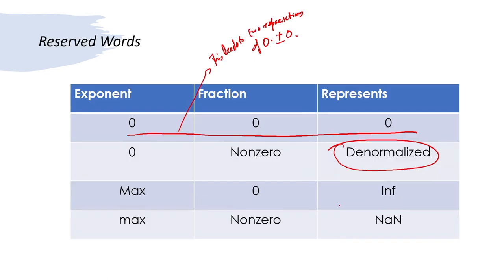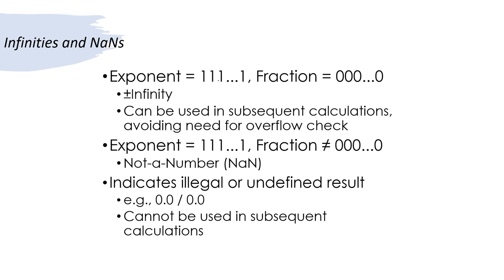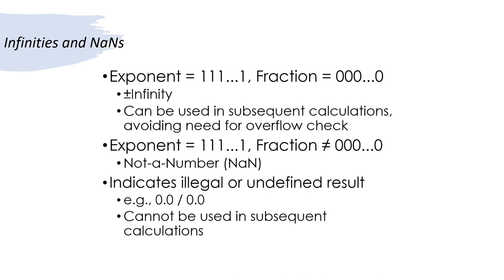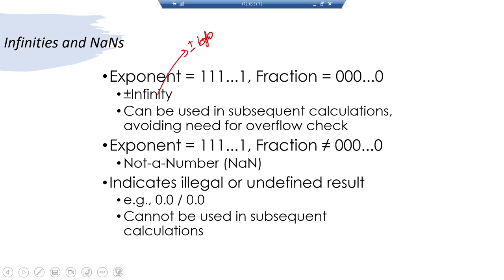The other set of reserved words are with the maximum exponent, that is, the biased exponent is all 1s. In this case, when the biased exponent is all 1s and the fraction is all zeros, what we get is plus minus infinity, and plus minus infinity can be used in subsequent calculations.